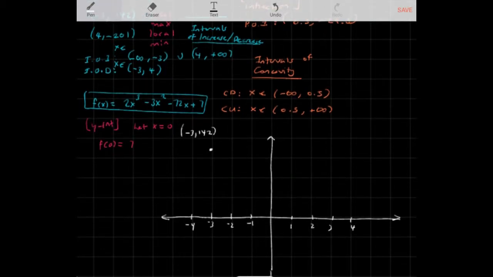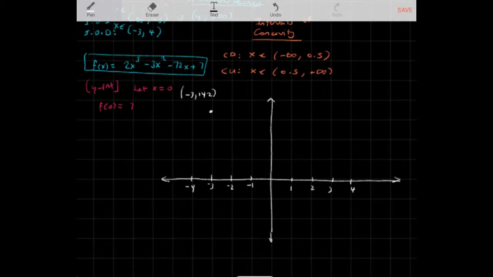And we also have a local minimum at (4, -201). Let's say it's like here. Yeah, this is (4, -201). We also have a y-intercept (0, 7), so it should be right here. So let's say this is (0, 7). And we can understand that if this is going to be our maximum, this is going to be our minimum.